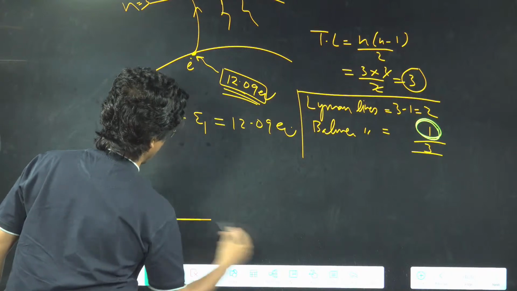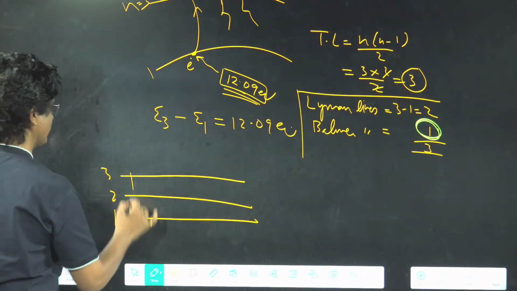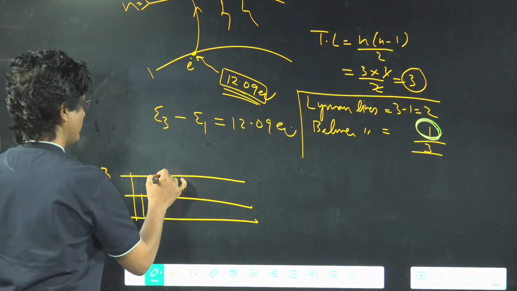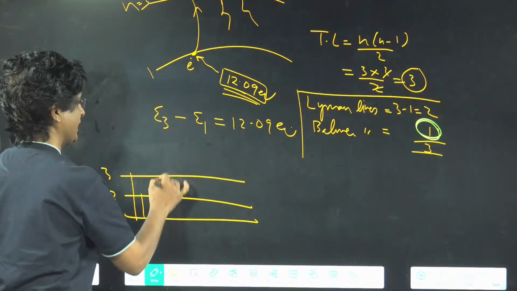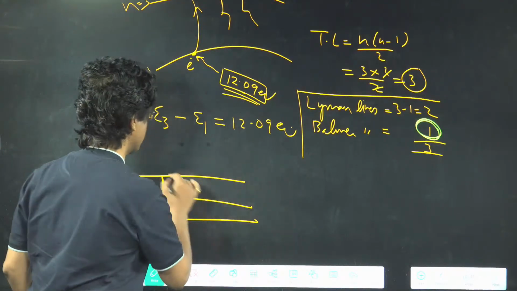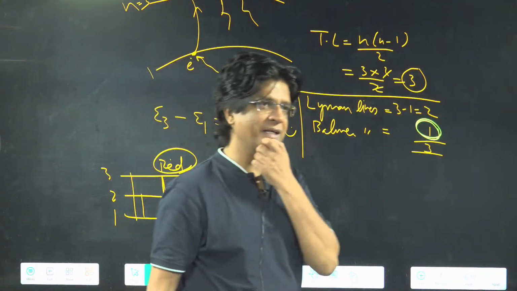See this thing. 1, 2, and 3. So orbit number 1, 2, and 3. This is the Lyman line. Now, from 3 to 2, only one will be formed. This is the first line. This is the only line. That is the first line. First line is the red line. Are you getting it? It is the red line.